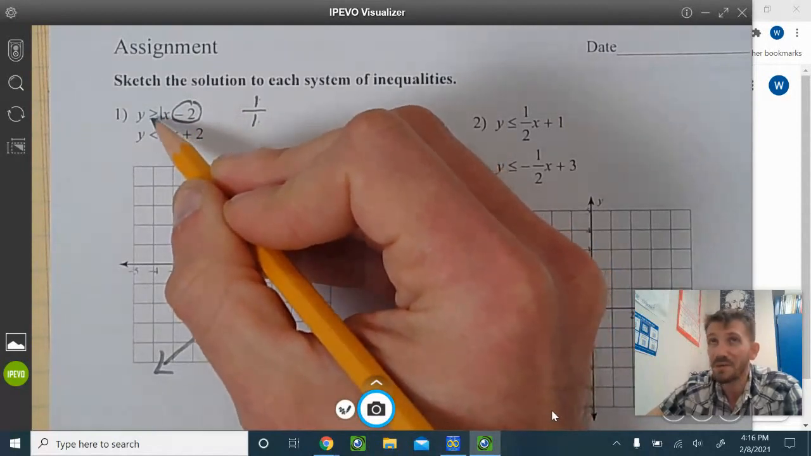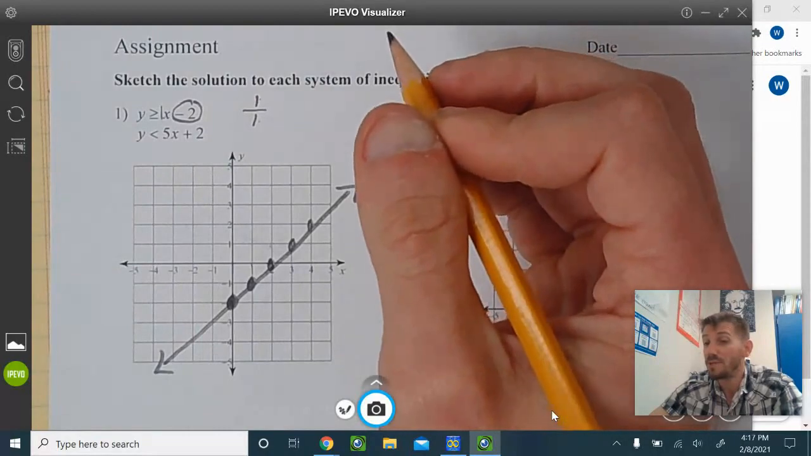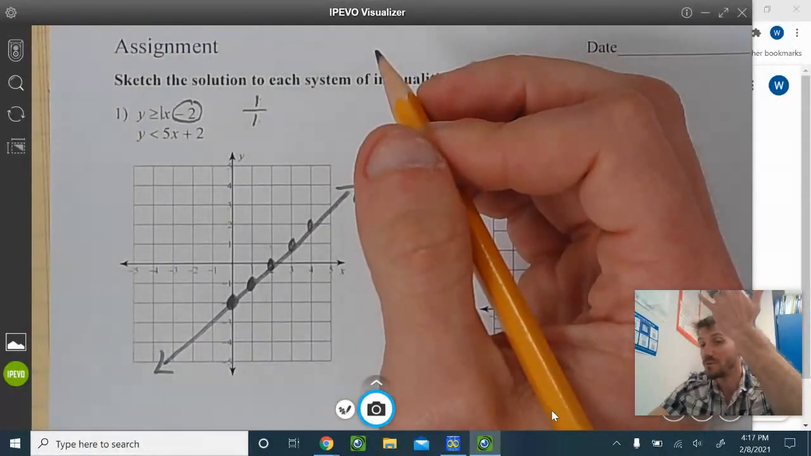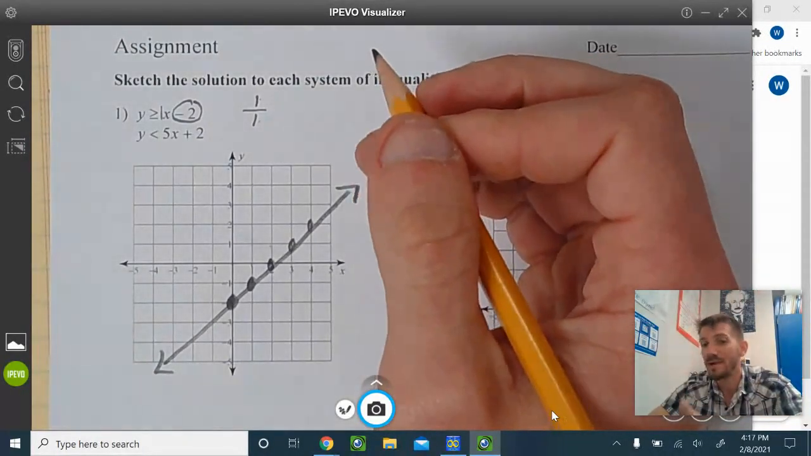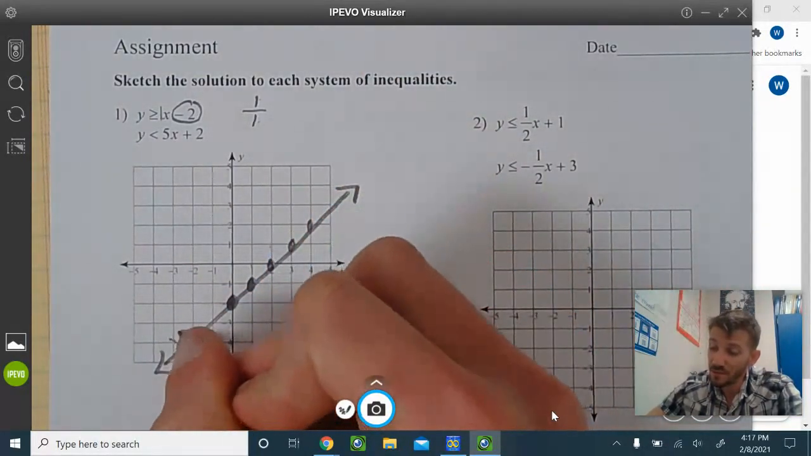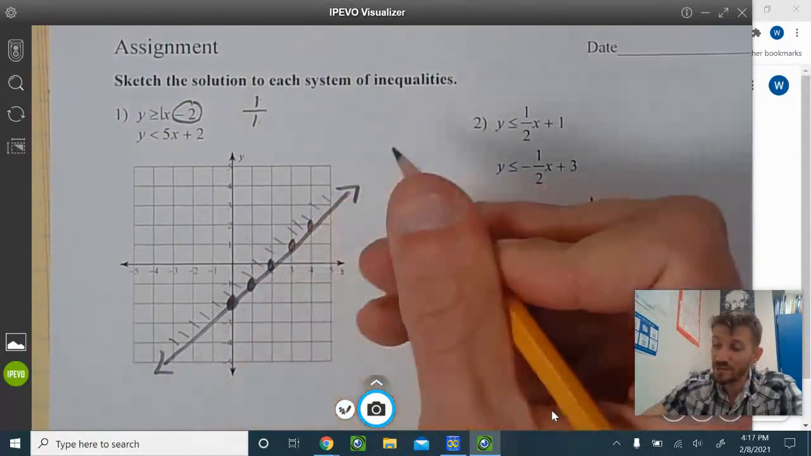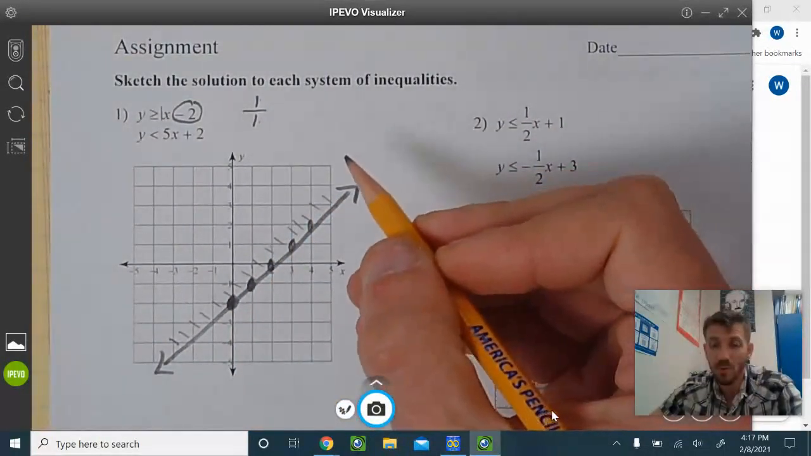So y is bigger. Greater than means to shade up or down. Well, greater than would mean to shade upwards. Down would be less than. So greater than means up. So I'm going to take my line and I know I'm going to shade everything in this direction. Now I'm not going to shade it all in yet because I need to know what the other line does as well.